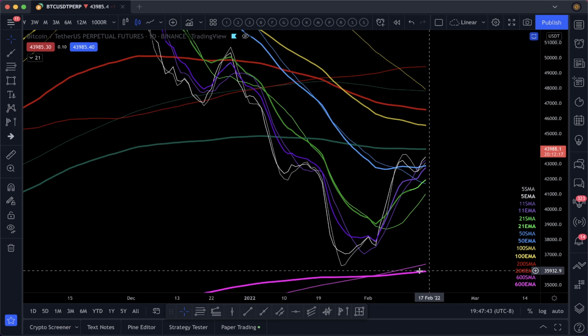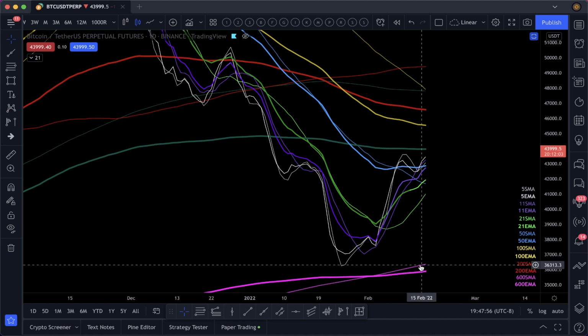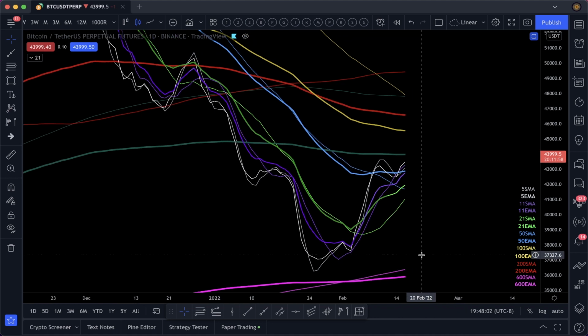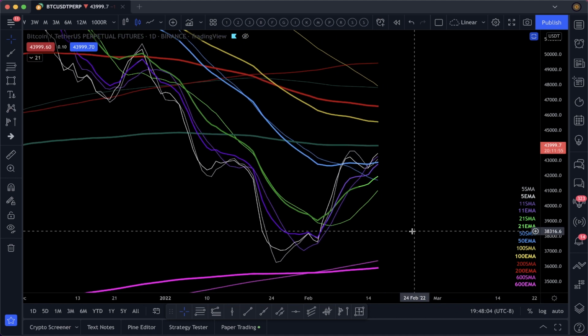So the main difference between an SMA and an EMA is that the thicker EMAs put more weight on the most recent candles. So they're actually faster moving than your simple moving averages. Okay, so your exponential moving averages are faster moving than your simple moving averages. That's the main difference between the two.